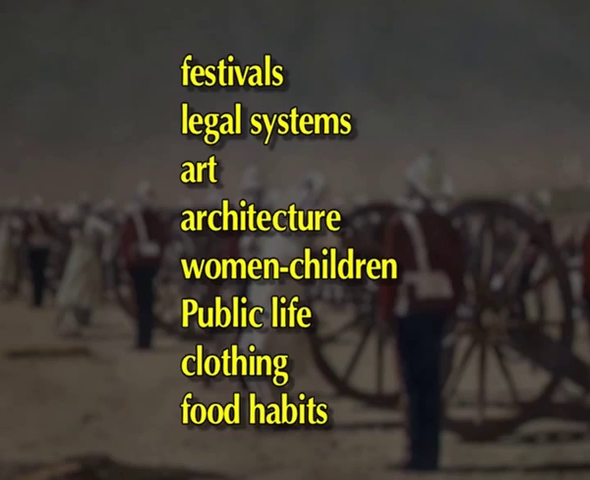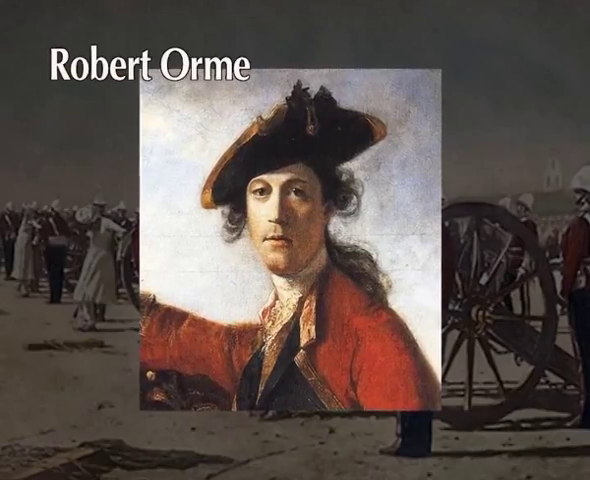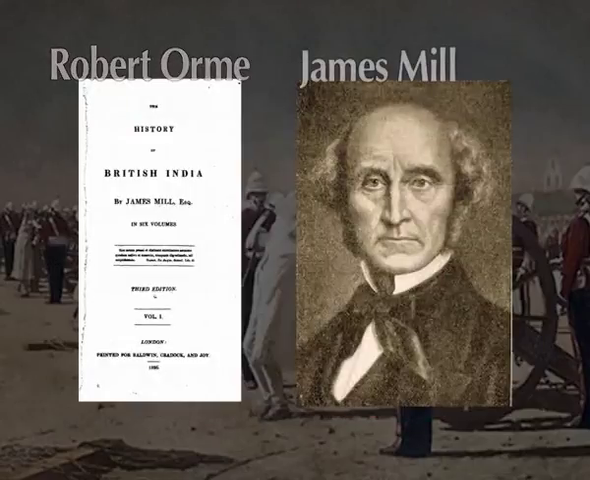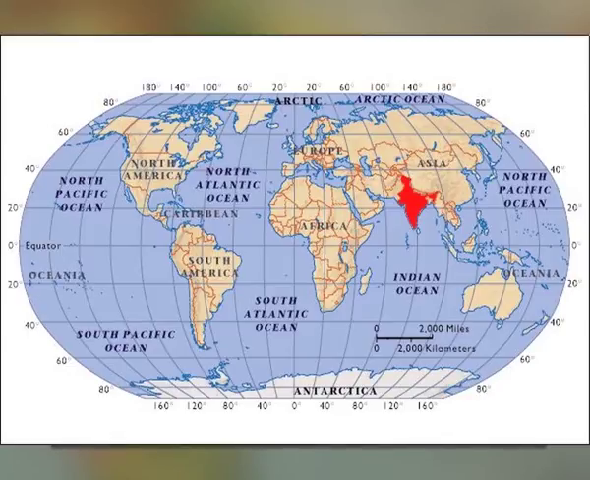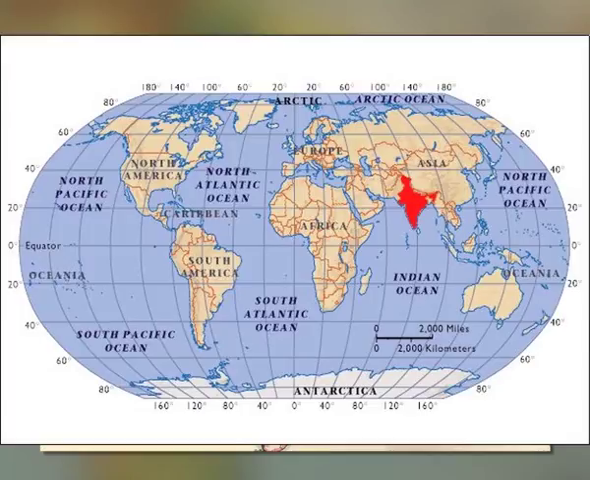Works like Robert Orme's, and I'm using here the two key texts of the 19th century, Robert Orme's Historical Fragments of the Mughal Empire and James Mill's History of British India, published in 1782 and 1817 respectively, introduced India and its people to the English readers, especially those training to come out to India. There were geographic surveys, there were medical geographies of various parts of the country.